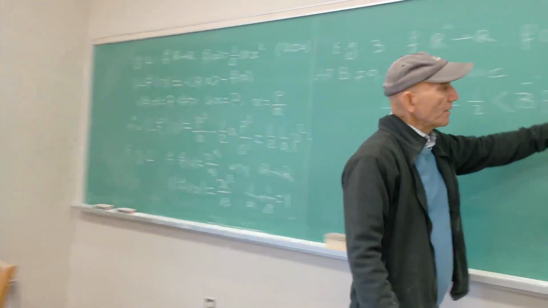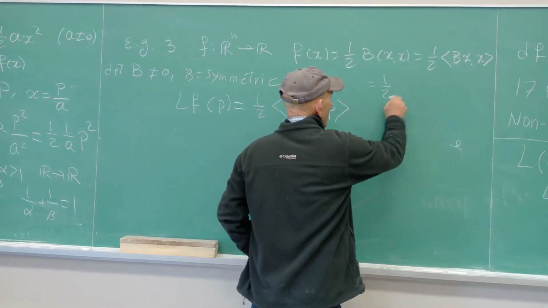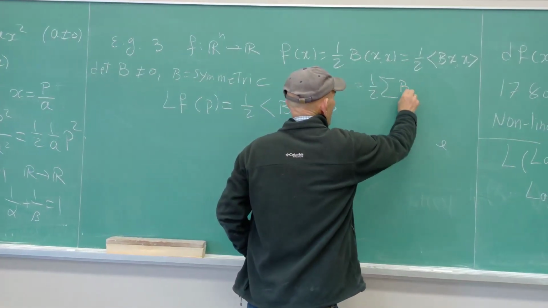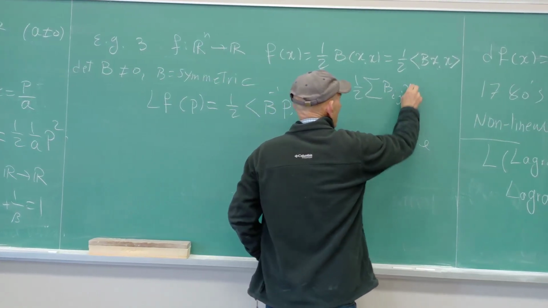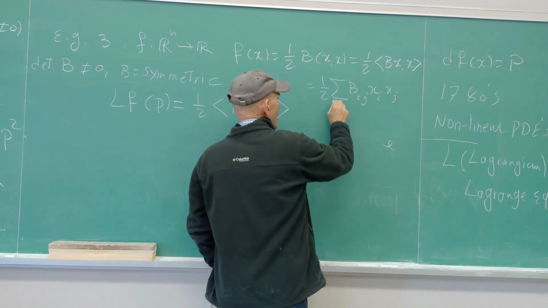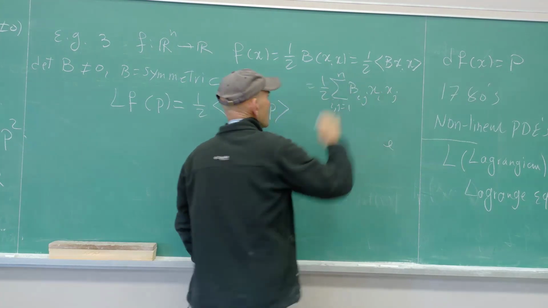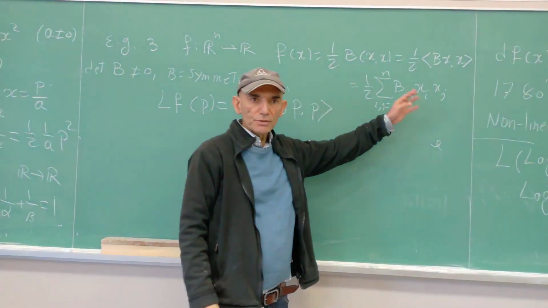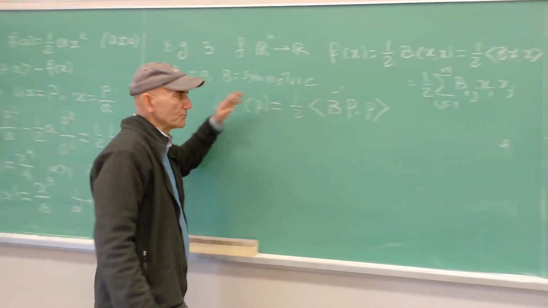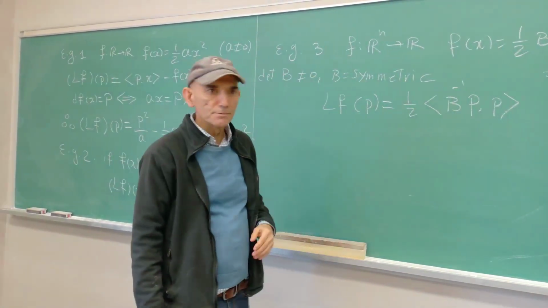I can even write it in a third form, which would be something like 1/2 sum of b_ij x_i x_j, i, j from 1 to n. It's a quadratic function. And if you take its derivative, you get this matrix B, and then you invert it.